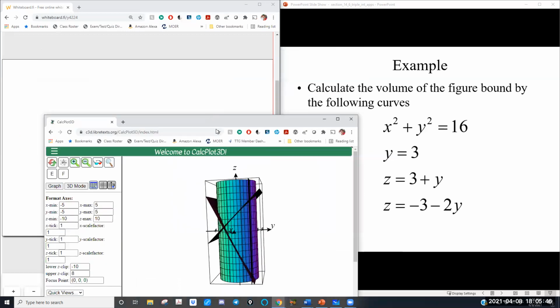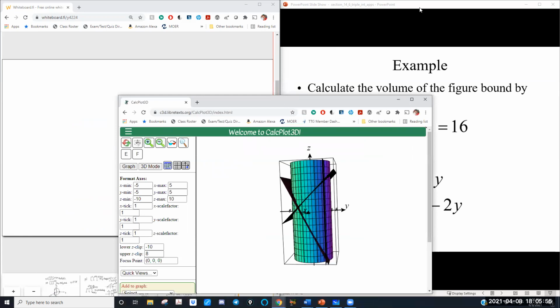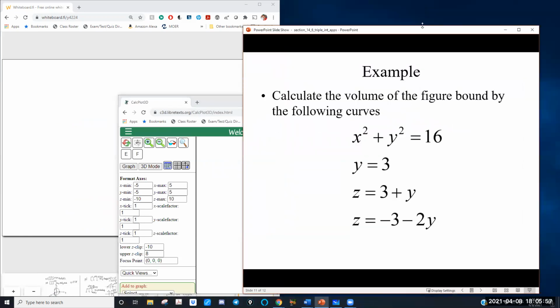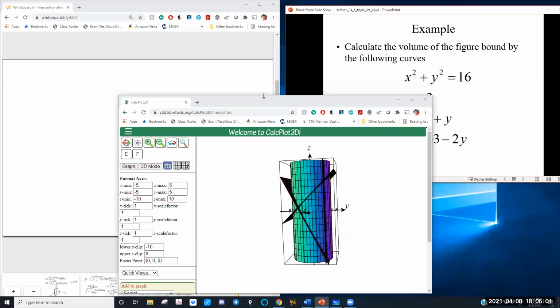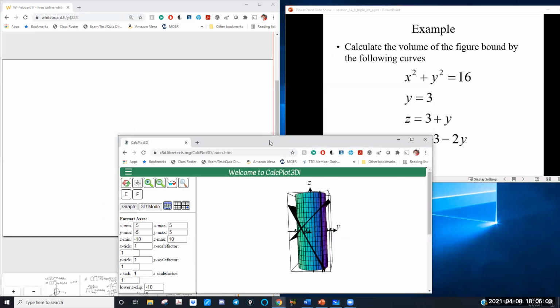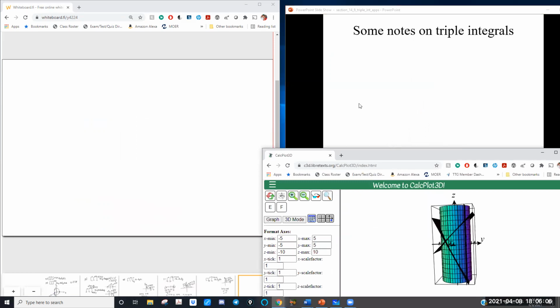Sorry, I made everything too big. Where am I going to put this? What can we do? Let me do this. Sorry, the image is a little small, but at least now you can see everything.